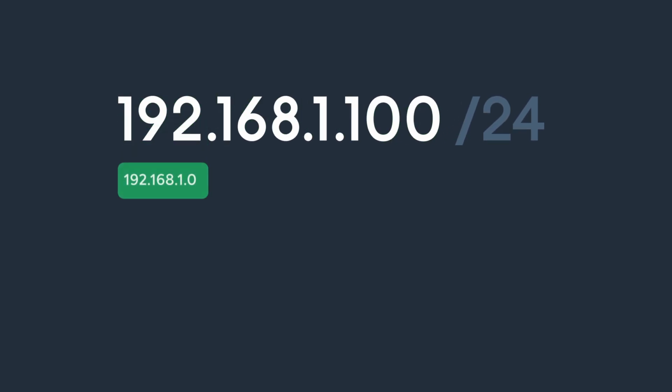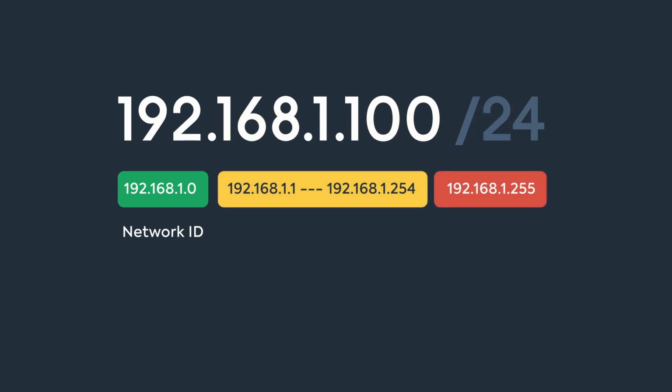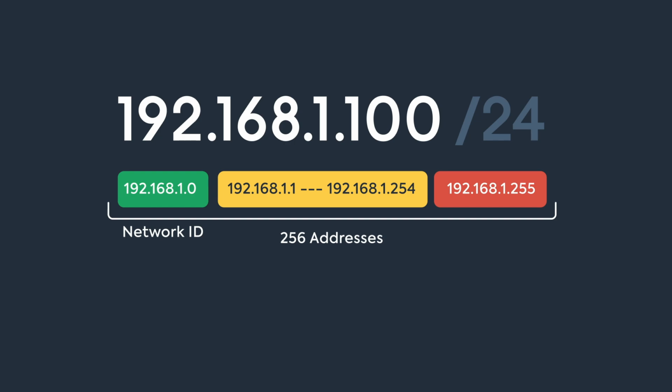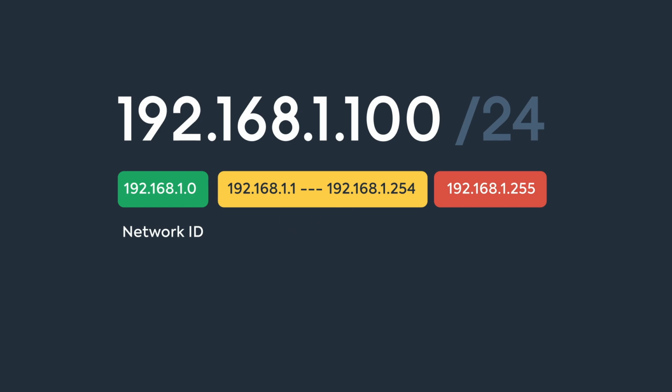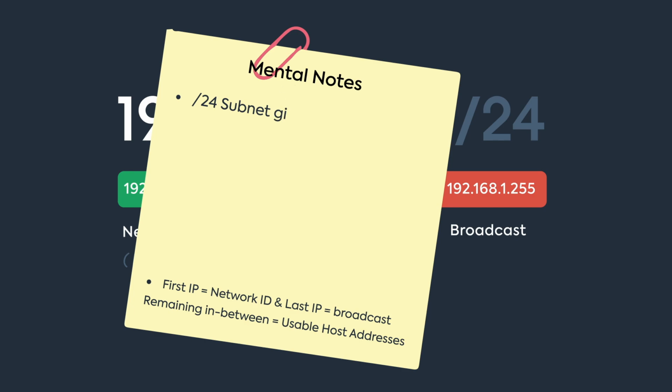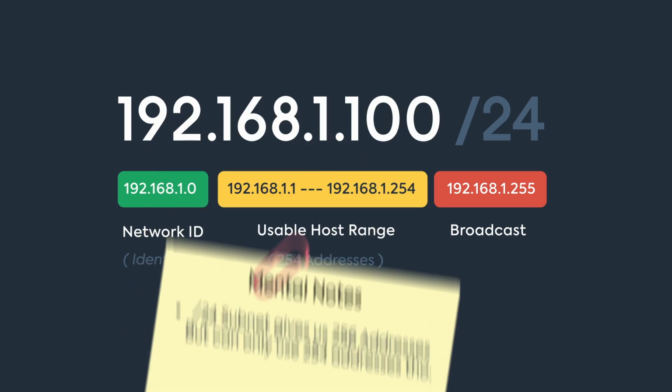Now just to wrap up, this IP address is also a part of the 192.168.1.0 network. And in a network with a /24 subnet mask, we get a total of 256 addresses. But the first IP is used as an identifier and the last IP is for broadcasting, so we are only left with 254 addresses for hosts. Take a mental note of how a /24 subnet gives us 256 addresses in total, but we only have 254 to use. We'll come back to this later in this video.